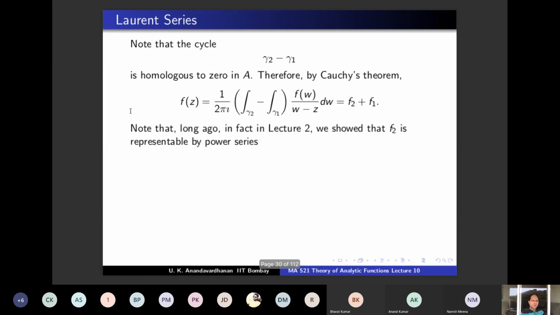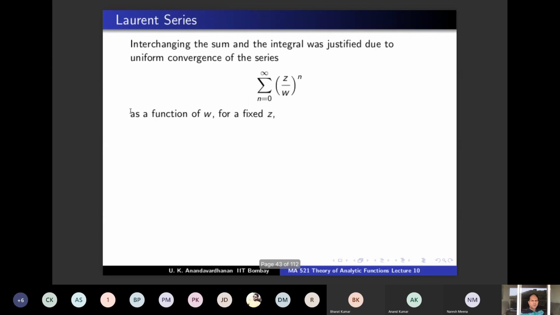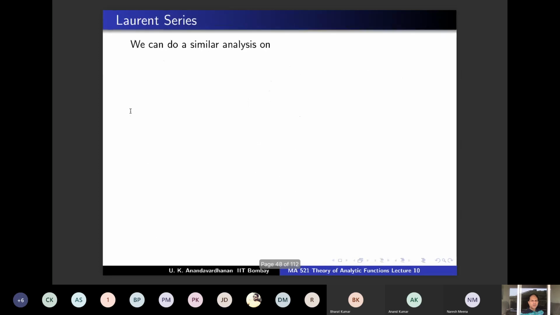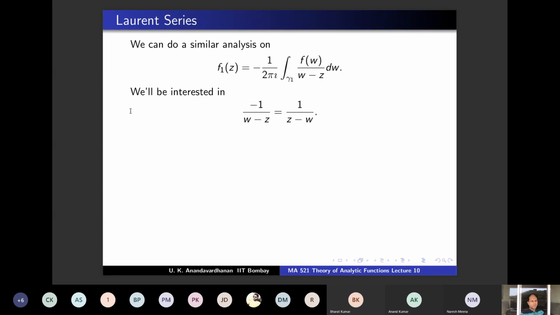So inside that region, F2 is holomorphic. Now let's analyze F1. F1 is also holomorphic, but where? Same proof, so we can do a similar analysis on F1, which is minus 1 by 2 pi i this time. If we want to apply the trick, what should be the function which we manipulate using the geometric series? Earlier we manipulated 1 by w minus z. This time we should manipulate minus 1 by w minus z, which is 1 by z minus w. So to get a geometric expansion, you have to write this as 1 by z times 1 by 1 minus w by z. So mod w by z should be strictly less than 1.